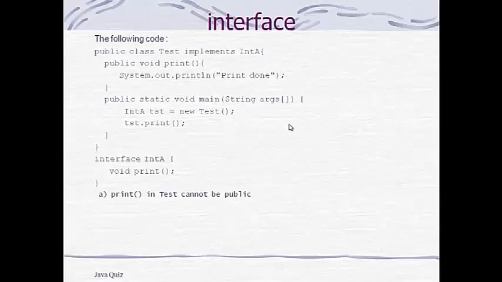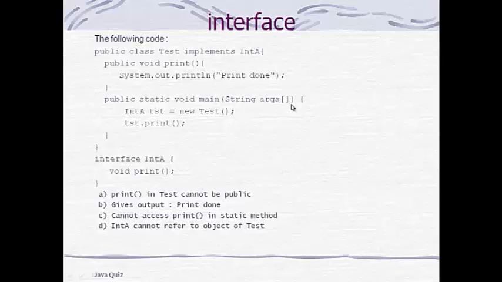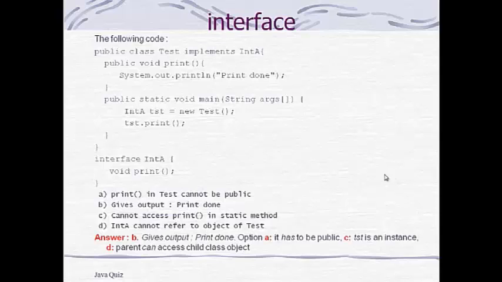So this is the answer. Print in test cannot be public, gives output print n, or cannot access print in static method, or int A cannot refer to object of test. The answer is gives output print n.